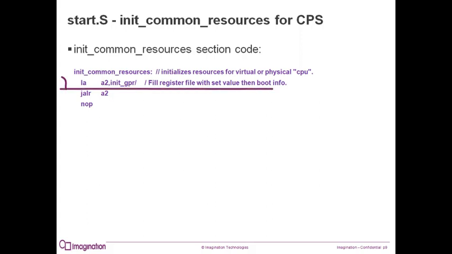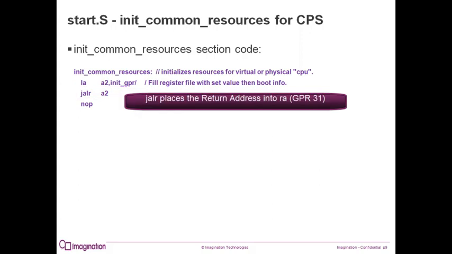To resolve the address of the function, the code loads the address of the init GPR label into the register and uses the jump and link register instruction to jump to the address and place the address of the instruction following the no-op into the return address register, register 31.